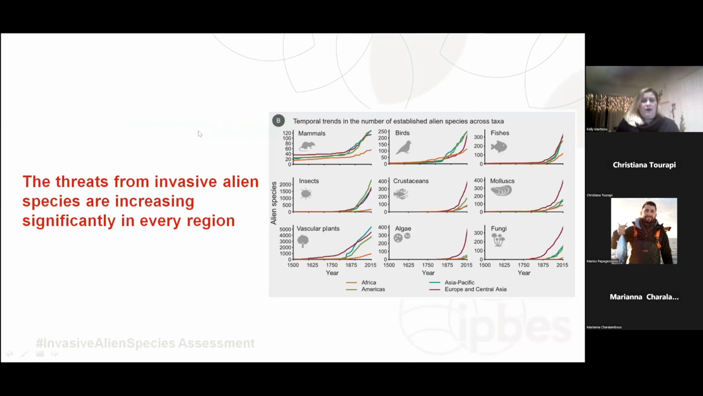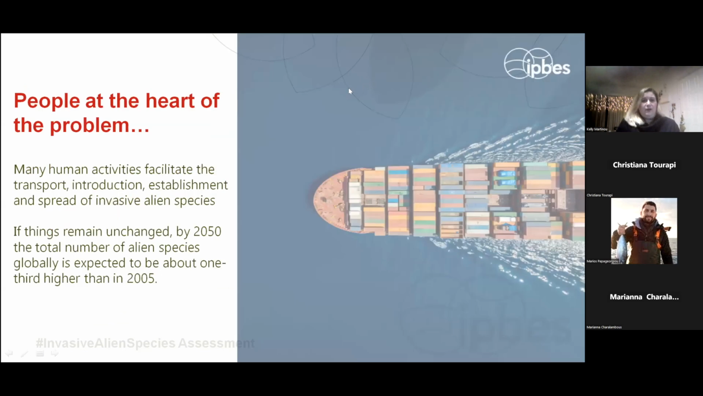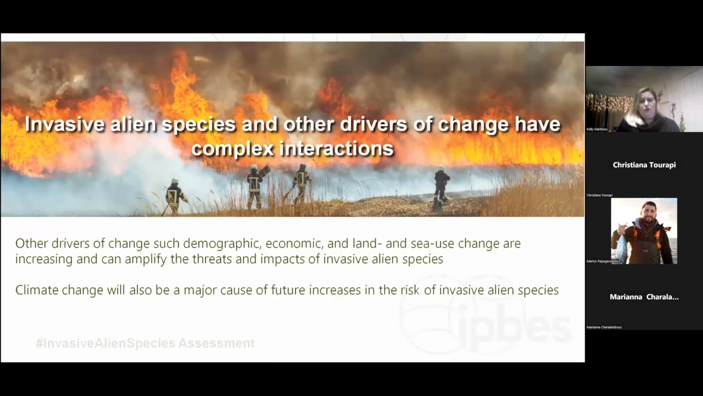You can see here that the threats from invasive alien species are increasing significantly, and this is true not only for Europe, but for all the continents, Africa, the Americas, Asia Pacific, and Central Asia, and this is true also for all the taxa that have been examined. So many human activities remain the cause of introduction, establishment, and spread of invasive alien species. And if things remain unchanged, it is estimated that the number of invasive alien species is going to increase by about a third. But actually, if nothing is done, we expect that this change is going to be even bigger.